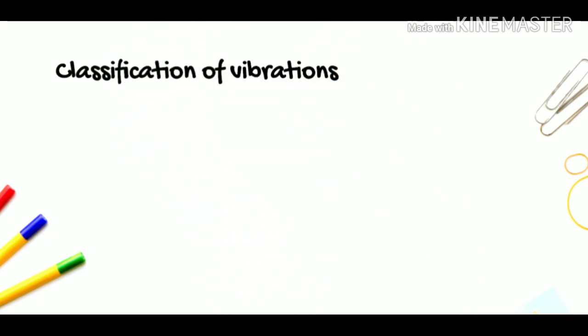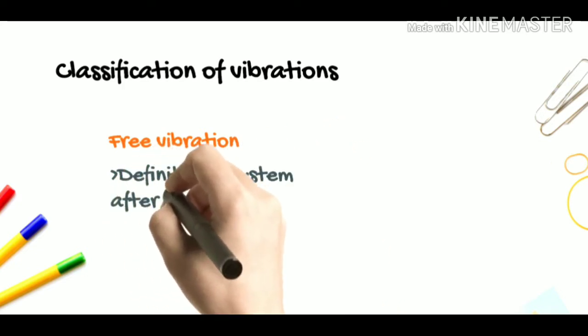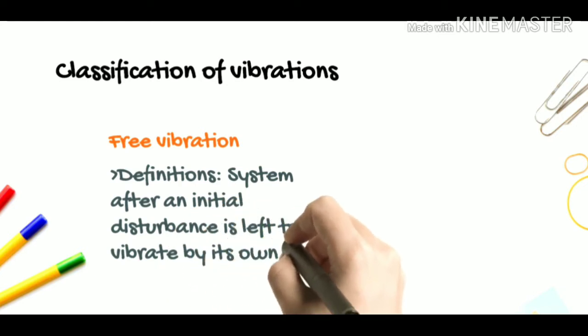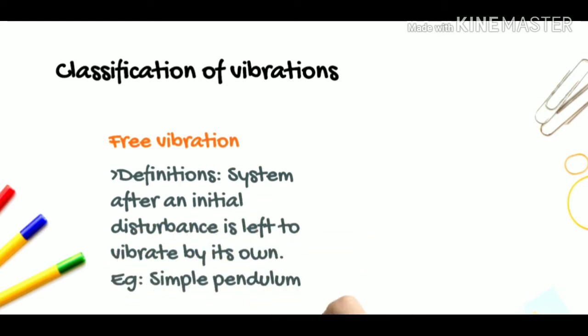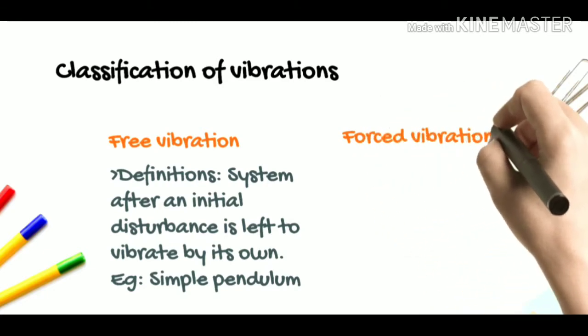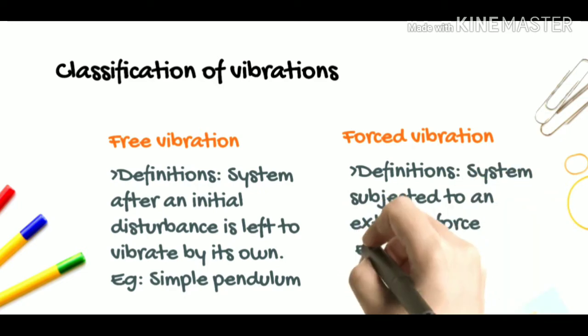Classification of vibration. Free vibration is a system given an initial force and moving by its own, for example, a simple pendulum. Forced vibration is a system subjected to an external force, for example, vibration in a diesel engine.